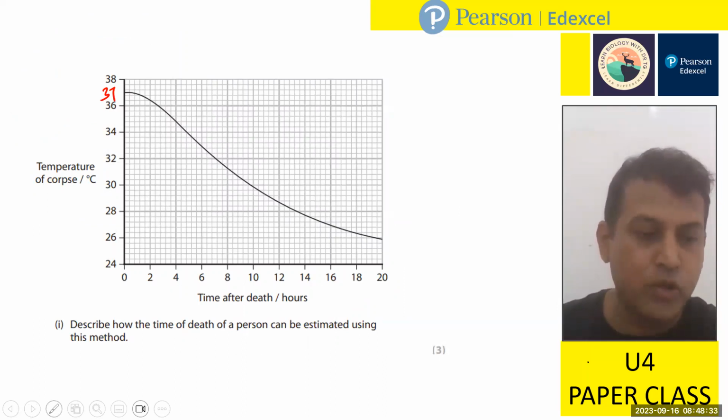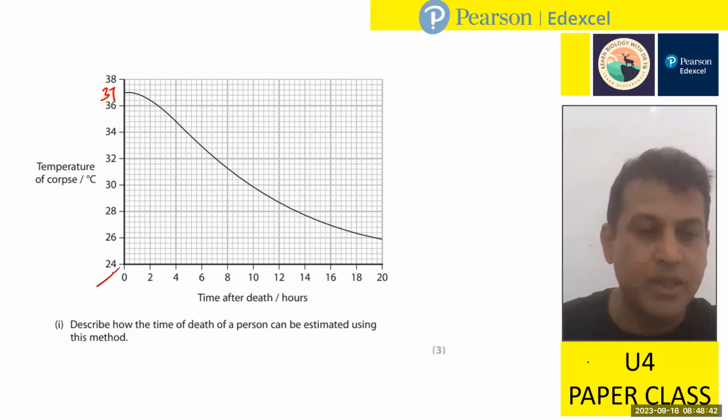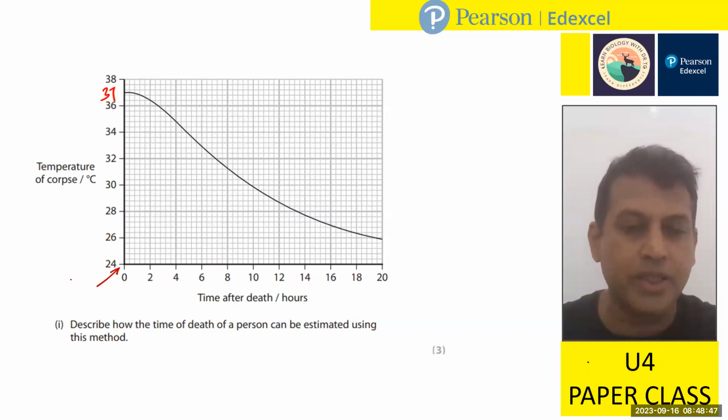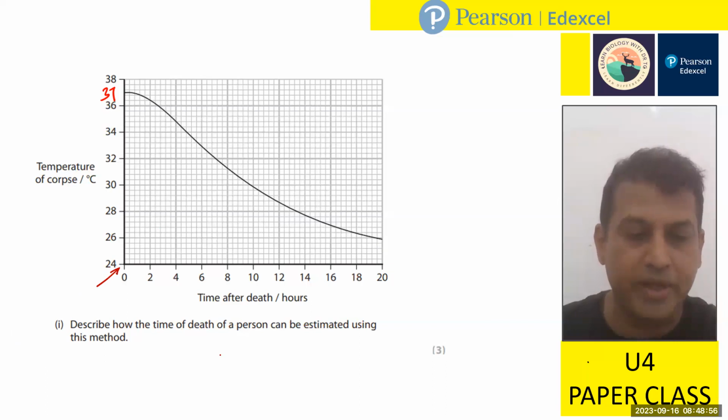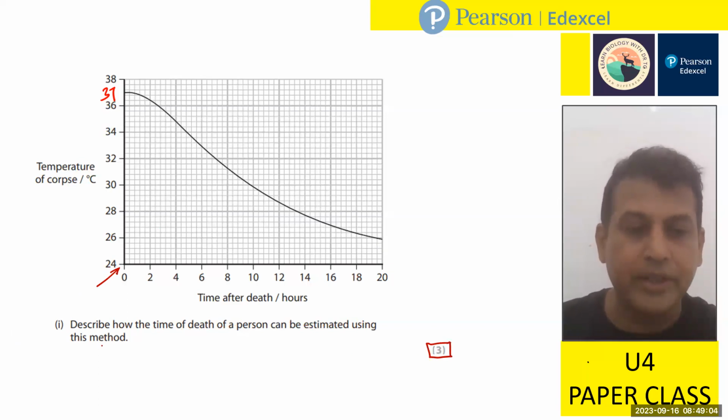If you look at this graph, we can still go a little bit further, depending on the temperature. If this is the ambient temperature, 24 Celsius degrees, the surrounding temperature, then we can't go beyond that. Describe how the time of death of a person can be estimated using this method. Now you should be able to provide a complete guideline within these 3 marks, explaining how one can use this graph to estimate the time of death.